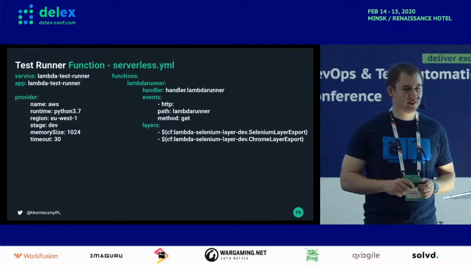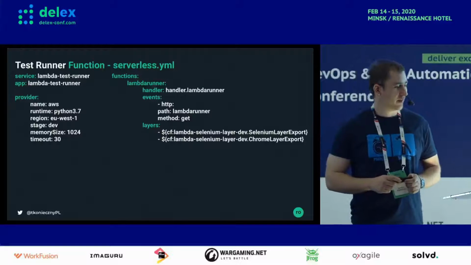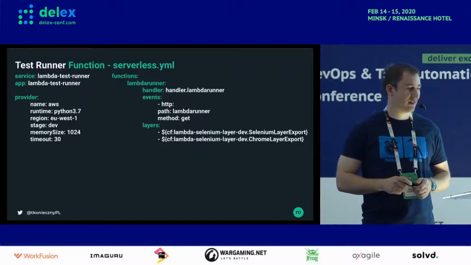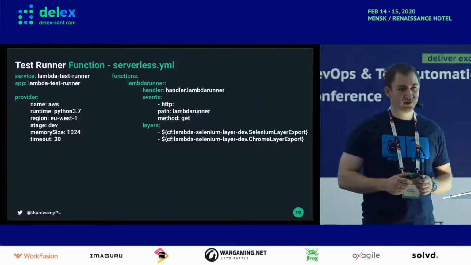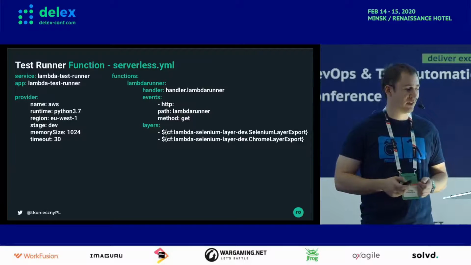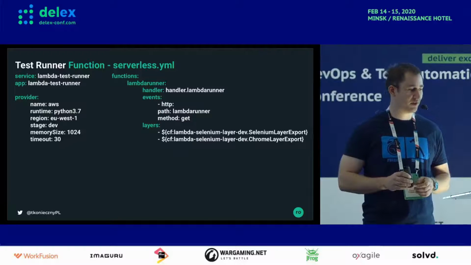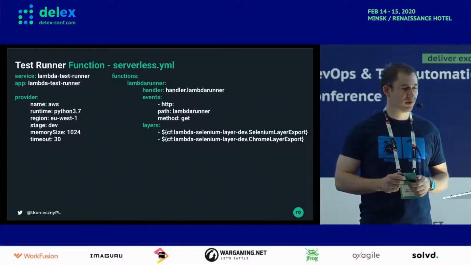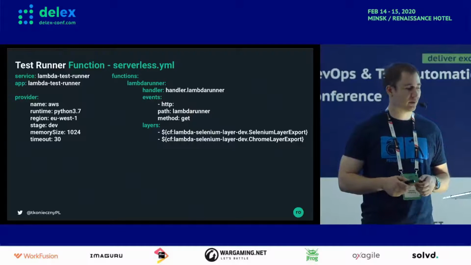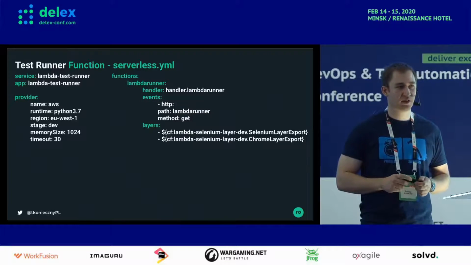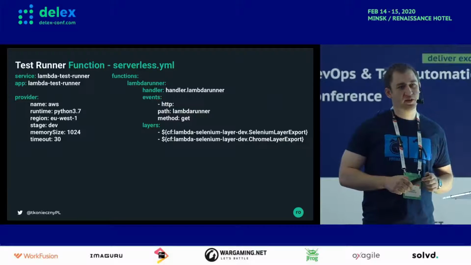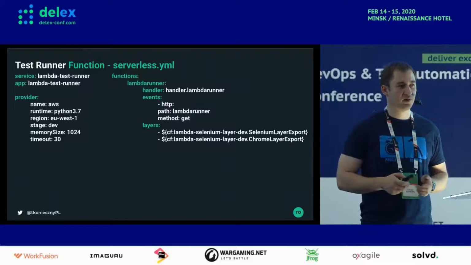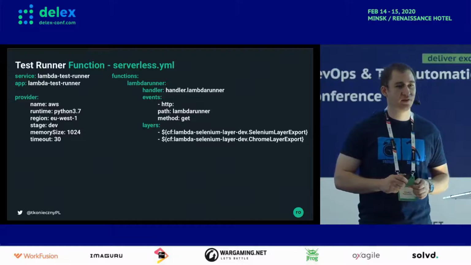Let's start with serverless YAML. We have, again, service. That's the name of this function. We have provider. So in this case, again, AWS, Python 3.7, region. We have two parameters that are really important here. So memory size, that's our RAM size, so 1 gig of RAM. We also have a function timeout. 30 seconds will be enough to execute this test that we have.